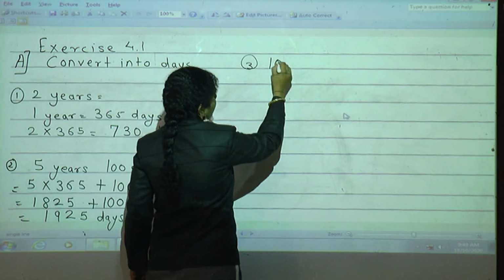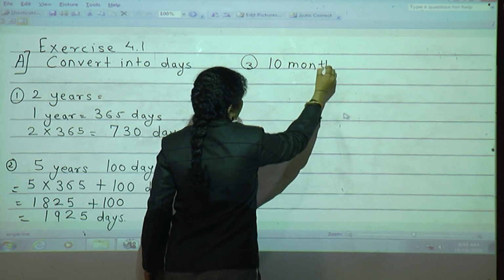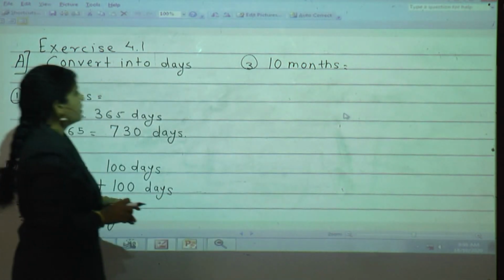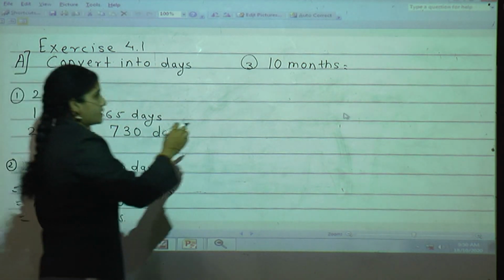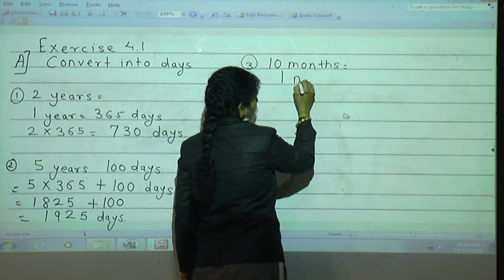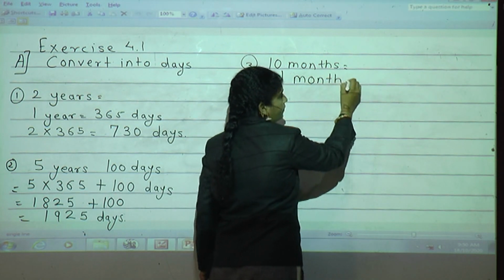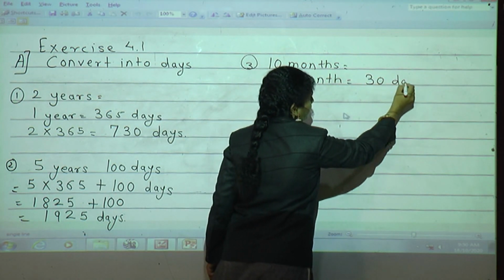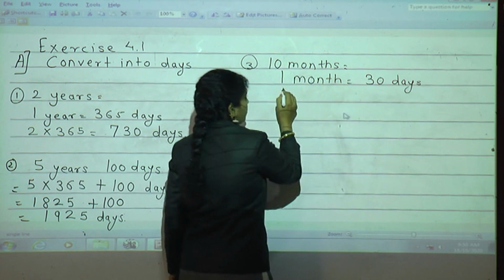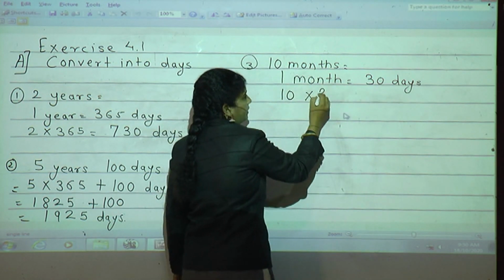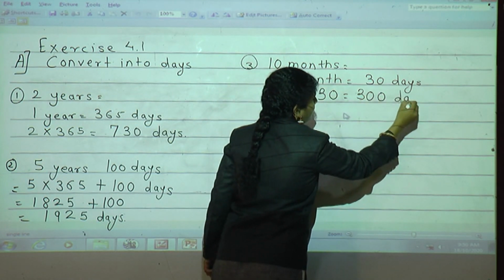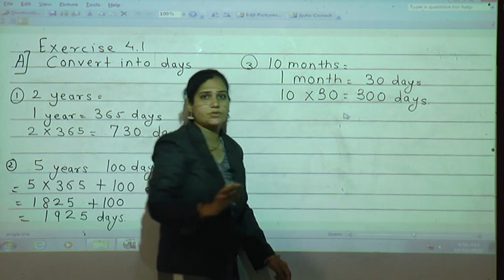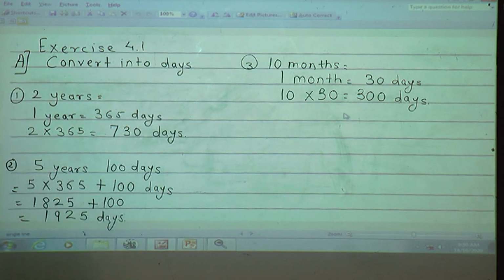Okay, now third one, 10 months. Here 10 months. Now students, here in 1 month how many days are there? Yes, 30. 1 month is equal to 30 days. Now, so multiply 10 by 30, you will get the answer 300 days. All of you understood this? Okay, so now we'll see B1.